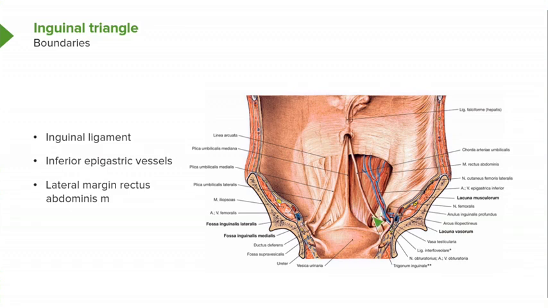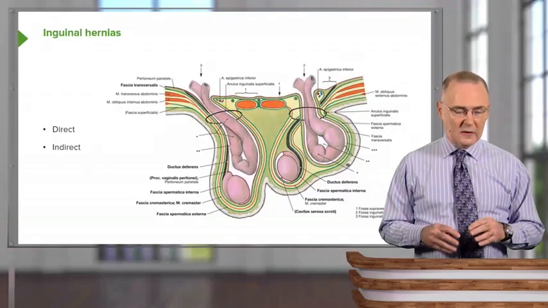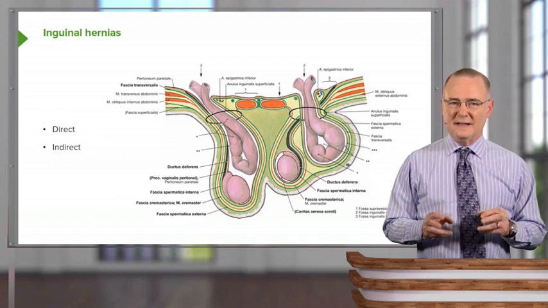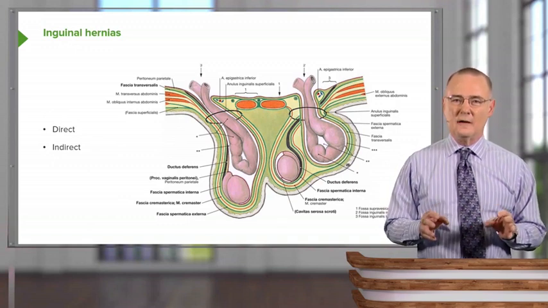Another boundary to our triangle is the lateral margin of the rectus abdominis that we see along here. And then this border to the triangle is formed by the inferior epigastric vessels. So again, we have a nice geometric triangle formed by those three structures. Understanding the inguinal triangle is useful in understanding the difference between a direct and an indirect inguinal hernia.